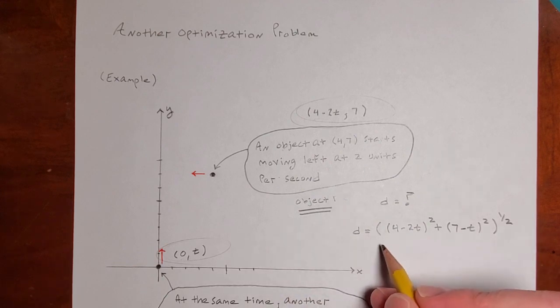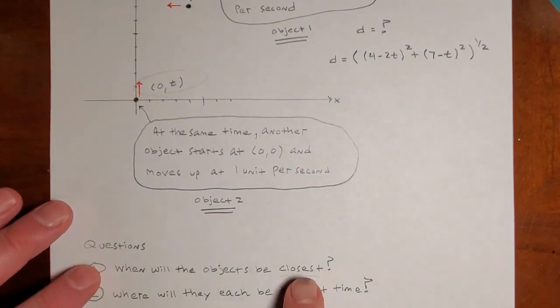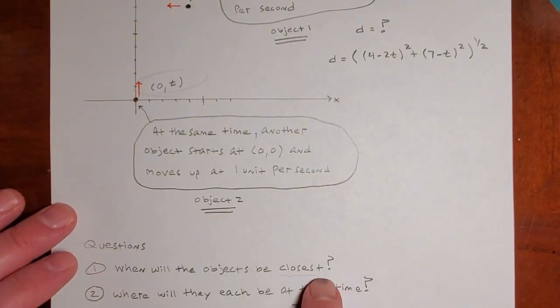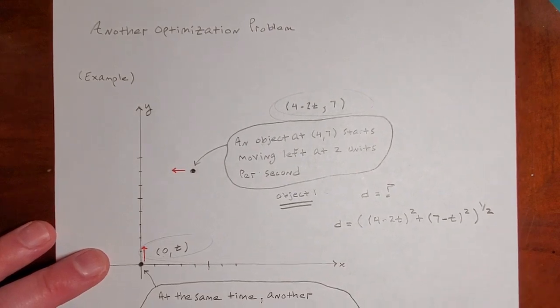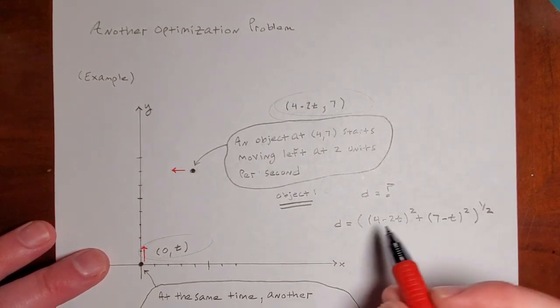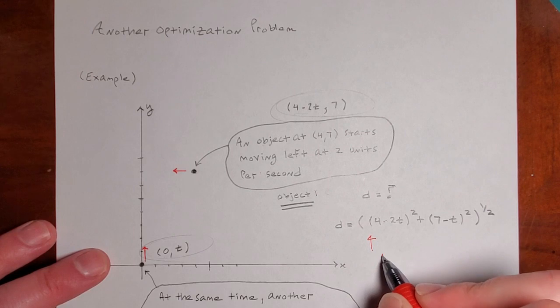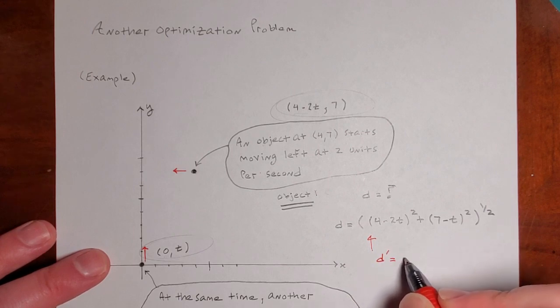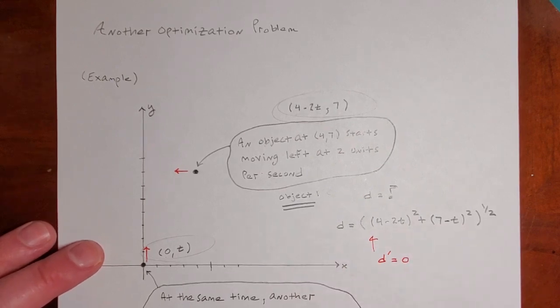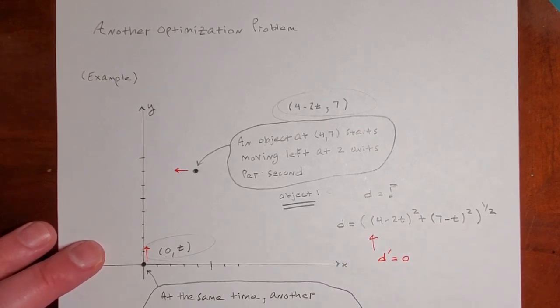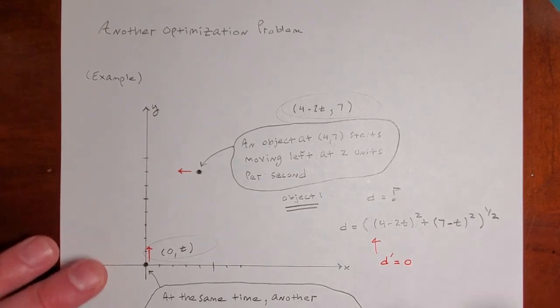So to find when that distance is a minimum, or when they're the closest, I need to take this function and figure out what it takes to make the derivative d prime equal to 0, this distance being a function of time. Okay, let me go on to the next page and show you the math for that.